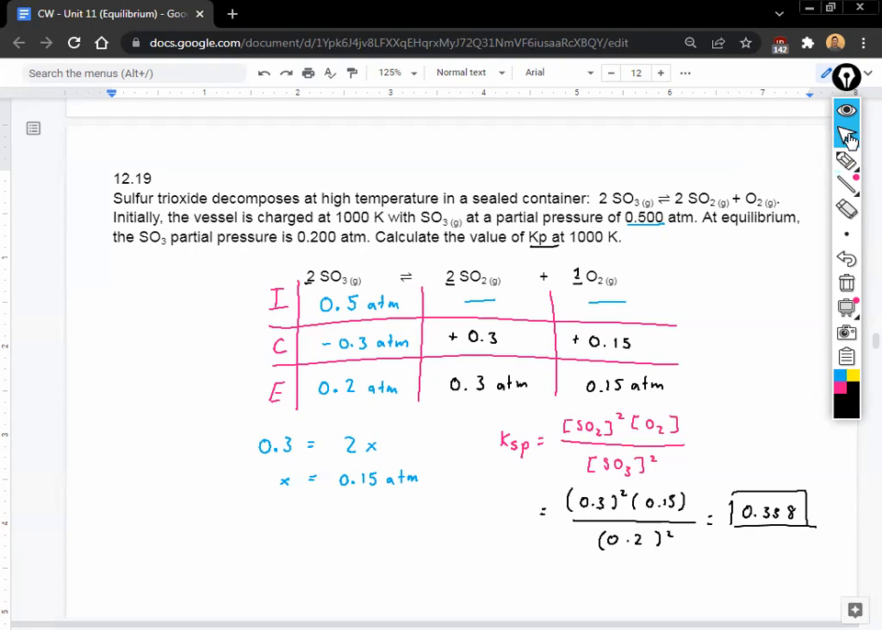Hopefully you're comfortable working with ice tables. Again, the trickiest part is making sure that you remember finding the base value per mole of change. Okay, just be very careful with the coefficients.